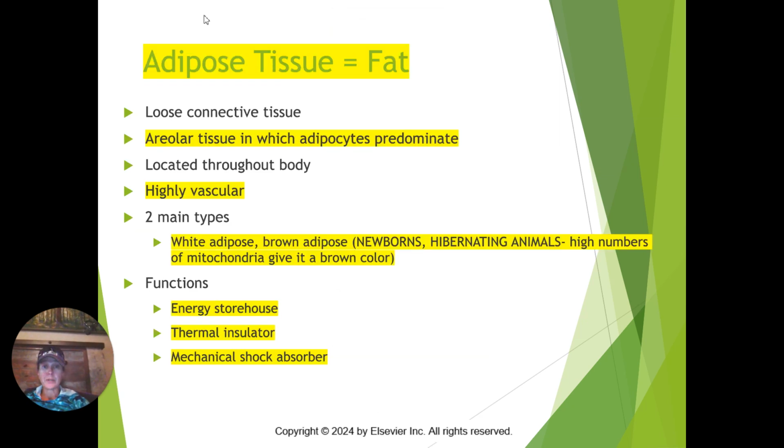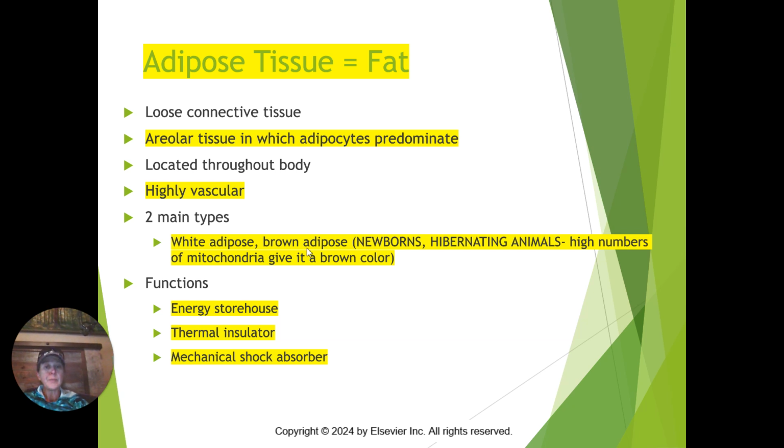Now, adipose is also a type of loose connective tissue. It is also a type of areolar tissue in which the major cell type is the adipocytes, and that is just a fancy word for mature fat cells. We have fat all throughout our body. Fat is highly vascular, and there's 2 main types of it. There's white fat and brown fat. And this brown fat, interestingly, we will see most commonly in newborns, newborn mammals of all types, and we'll also see a large proportion of brown fat in hibernating animals.